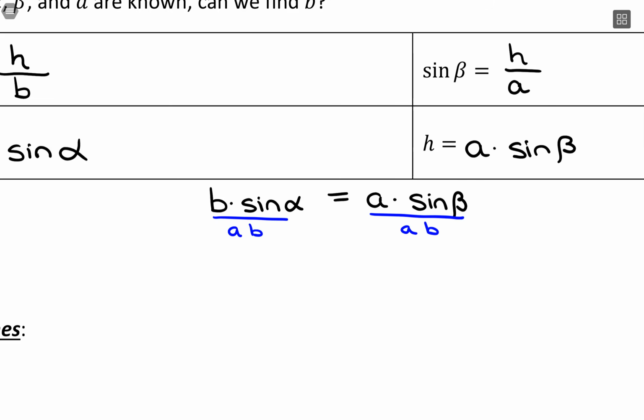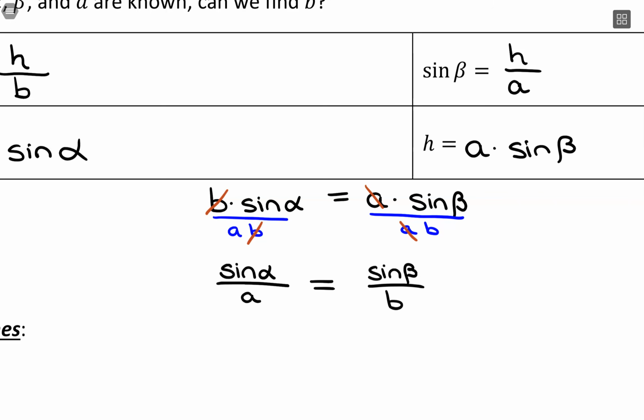On the left-hand side, B will cancel out, and then I'll have that grouping I'm looking for with alpha and A working together. So that'll be sine of alpha divided by A, and that's going to be equal to, on the right-hand side, where the A's cancel out, that pairing of beta with B, so sine of beta divided by B.